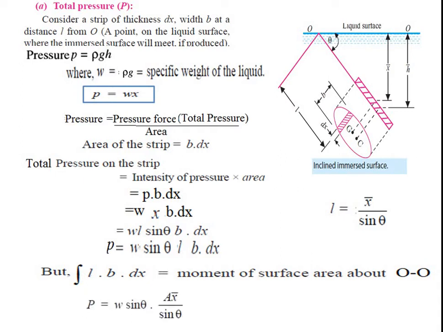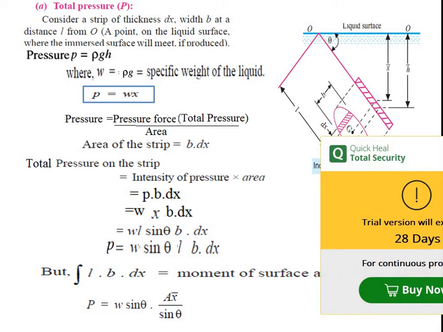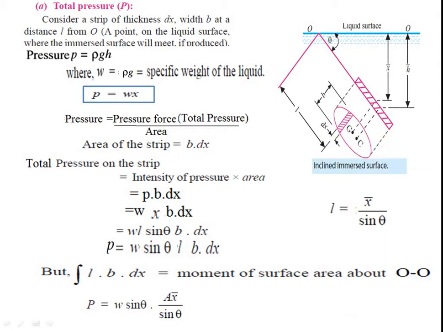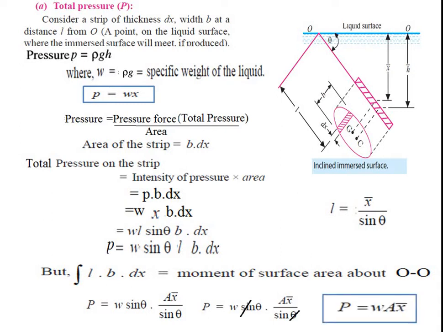So we can write this as P is equal to W into sin theta, and this L B into dx is nothing but the moment of surface area, and it can be given as A x bar divided by sin theta. So sin theta will get cancelled. So P can be given as P is equal to W into A into x bar.